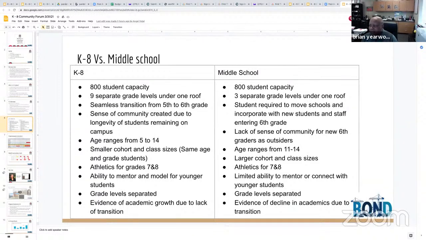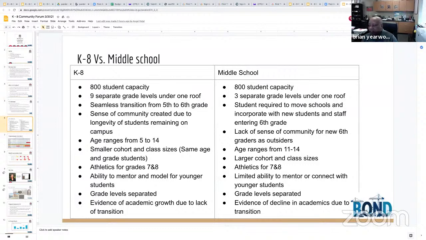In a K-8 campus, there's a sense of community because of the amount of time students spend in the school. So they feel like they belong. They feel they're part of that school community. Whereas when a student enters 6th grade in a new school, there's a lack of a sense of community. They have to learn that over time, and it's not easily adapted at the beginning. The age ranges in a K-8 would be from 5 to 14, middle school 11 to 14. And as I mentioned before, the class sizes, the cohorts, are much smaller in a K-8 campus as compared to a middle school.